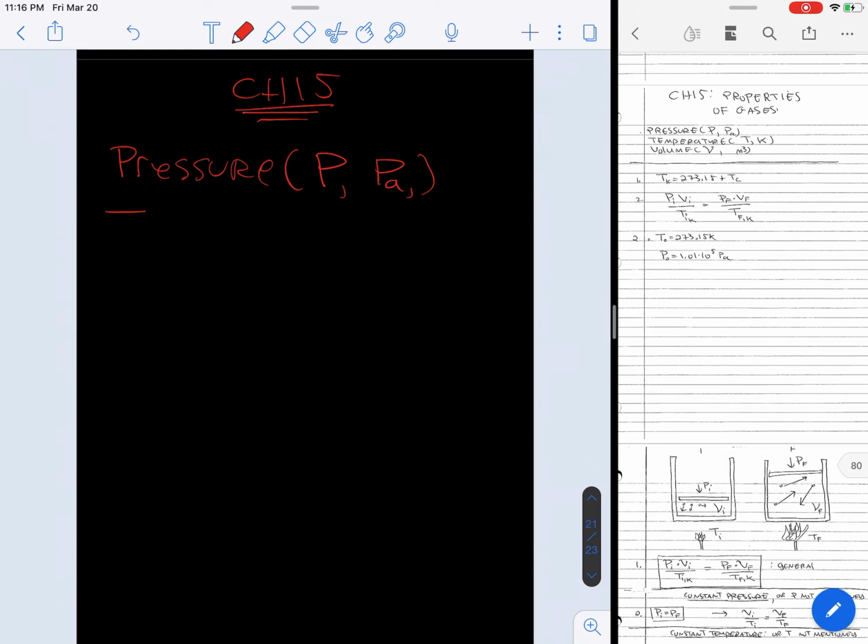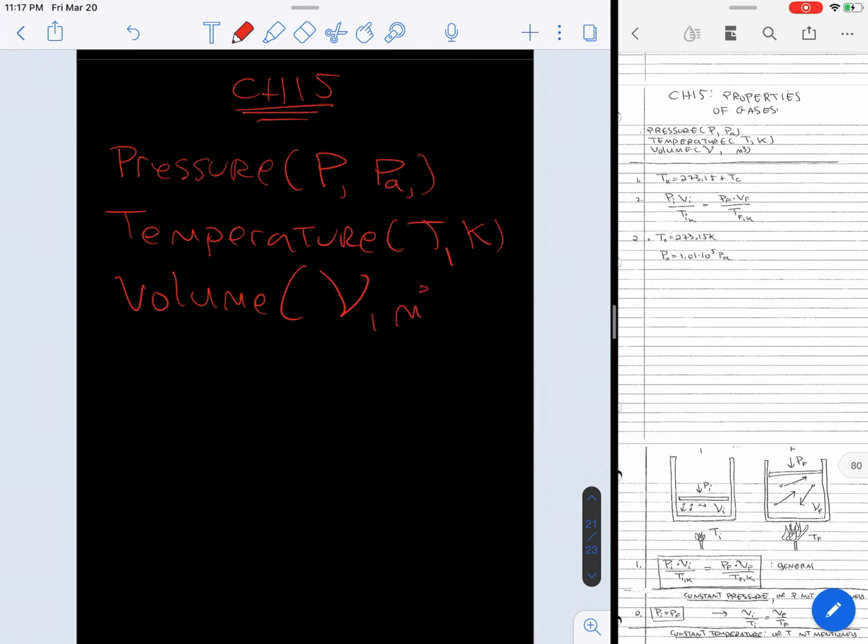The other term is temperature. That's going to be capital T, and we're going to use a standard temperature scale. That's going to be in kelvins. And the next term is going to be volume. In volume, I use a capital curly V, and that's going to be in cubic meters.